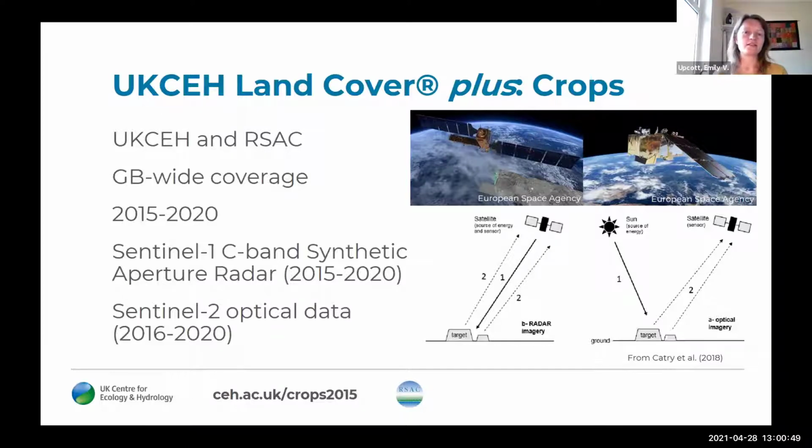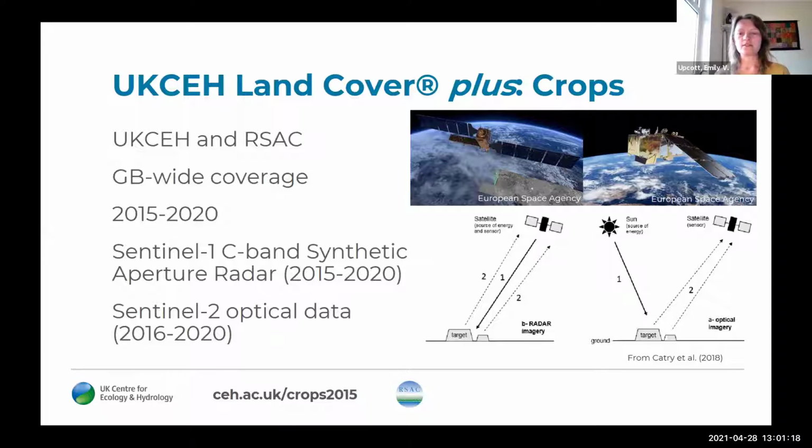Sentinel-1 radar data forms the core of what we use, while Sentinel-2 optical data help to differentiate between more difficult crop classes. And Sentinel-2 data have only been available since 2016, and that's because it was launched after the 2015 data set.